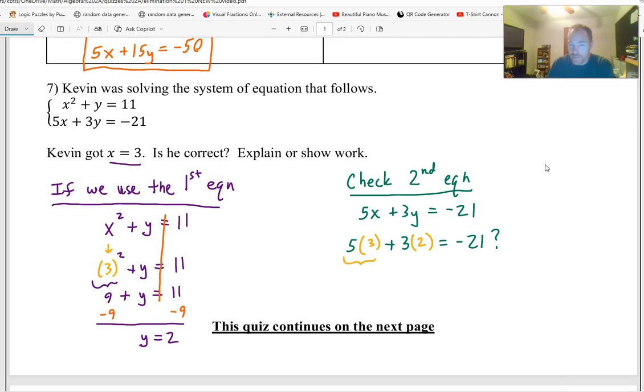Well, let's see. This is 15, 5 times 3, and 3 times 2 is 6. And, ooh, not quite. This is 21. This is a positive 21. That is not equal to a negative 21. So that's a false equation. So is Kevin correct? No, he is not. And we've shown our work here. You might also say the first equation says y equals 2, but x equals 3 and y equals 2 fails in the second equation.